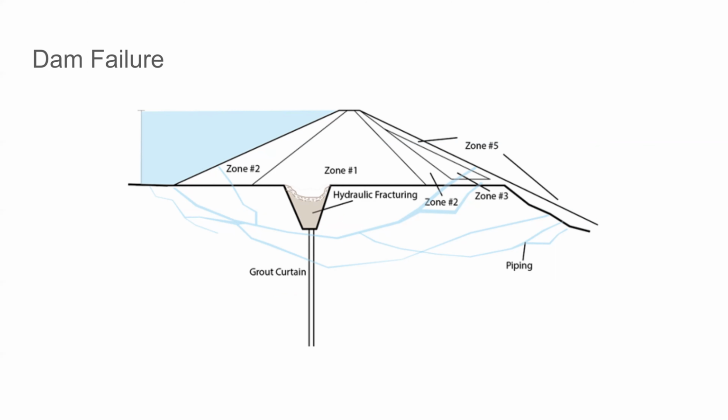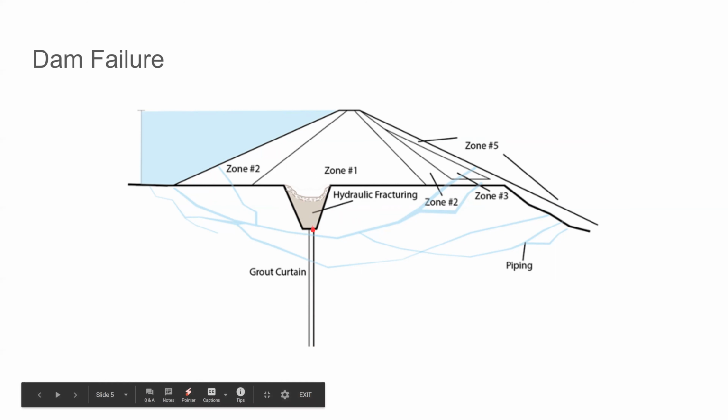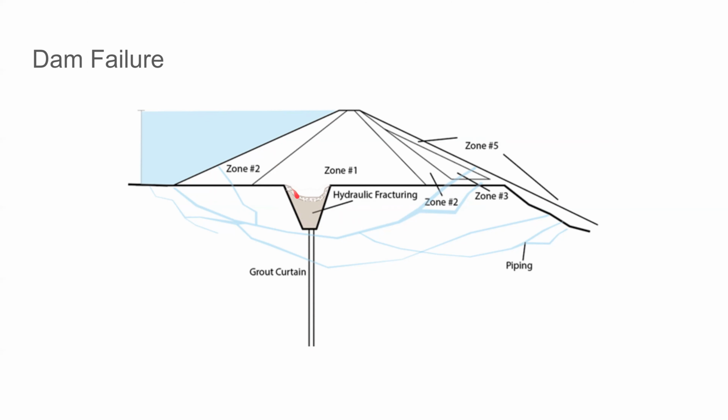So that hydraulic fracturing essentially did not let the water hit this grout curtain and continue down. Instead, it blocked it and created cracks within the dam. These cracks within the dam created piping, and as you can see right here in this depiction, this is the water coming up and under.